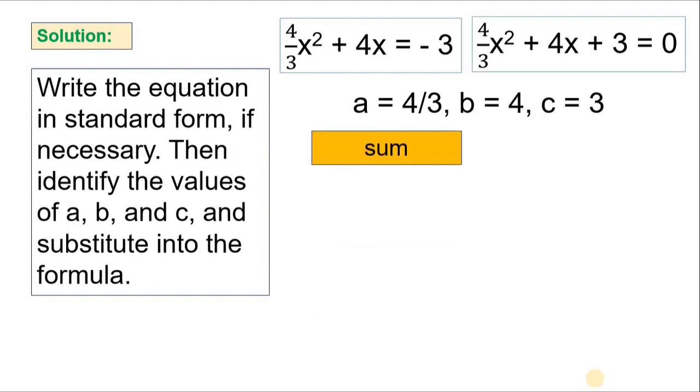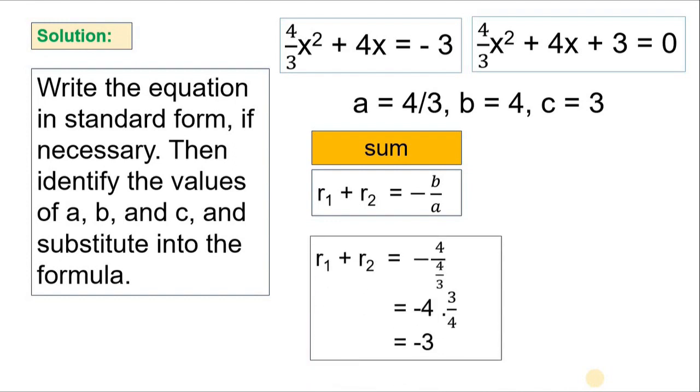Now to find the sum, we have negative B over A, that's -4 over 4/3. So -4, division of fraction, this is our numerator, times the reciprocal. When we say reciprocal, yung kabaliktaran ng denominator natin, instead of 4/3 becomes 3/4. So -4 times 3 is -12 divided by 4, we have -3. Okay? That's for the sum.